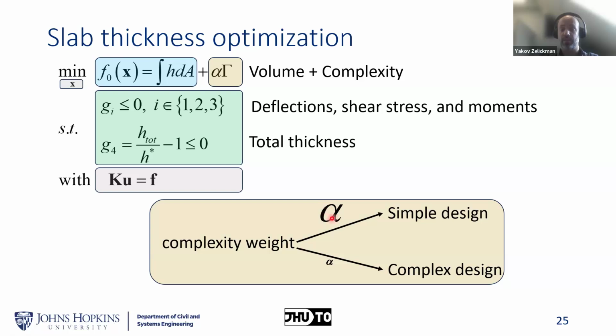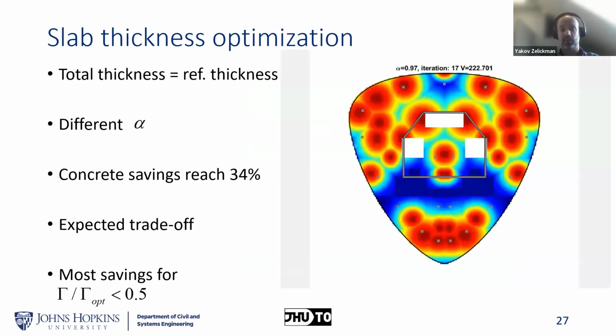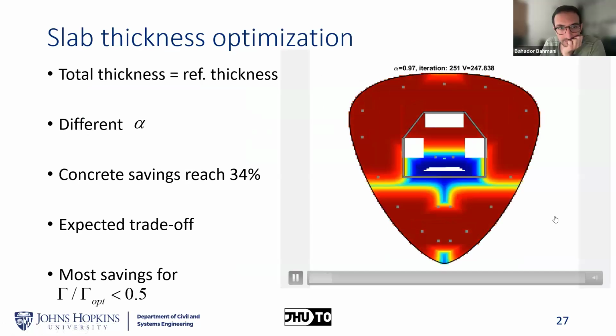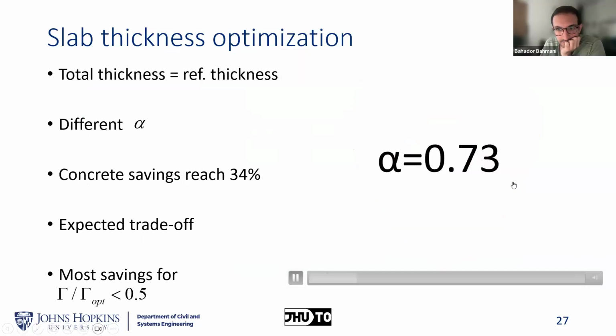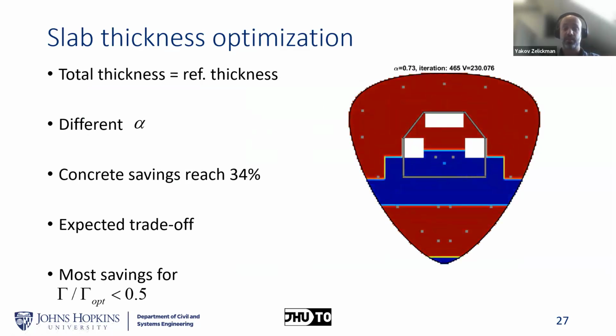For higher weights of complexity, I expect to have low complexity, but with high volume, and vice versa. If I set alpha with a small value, this will promote more complicated designs, but with less material. And you can see it here. This is exactly what you see in this clip, right? So I optimize with different values of alpha, and as I reduce alpha, the complexity increases.